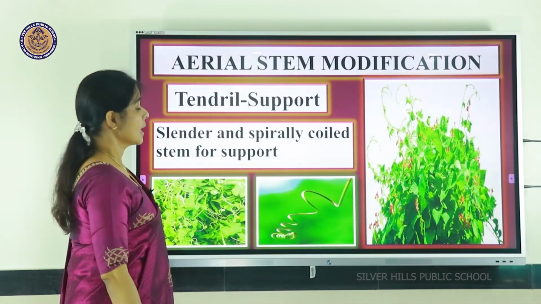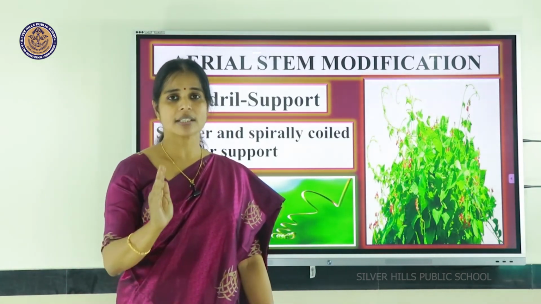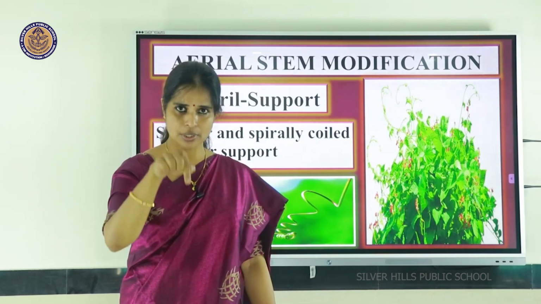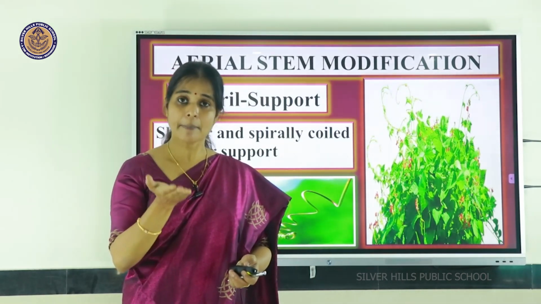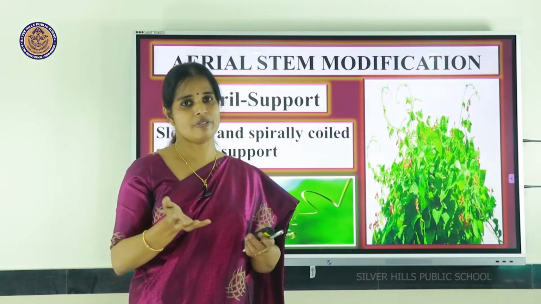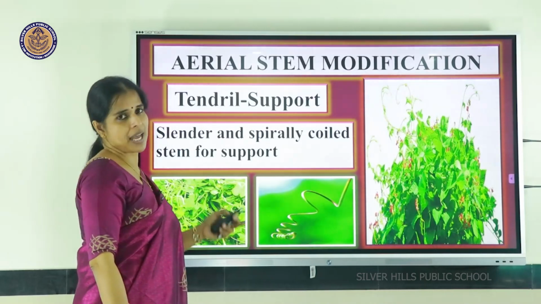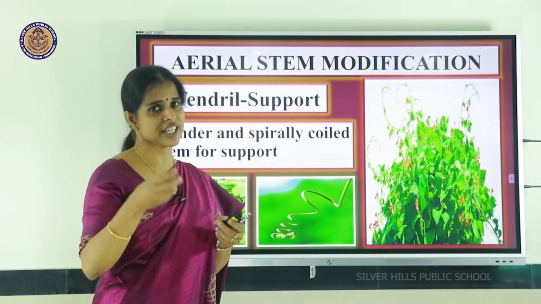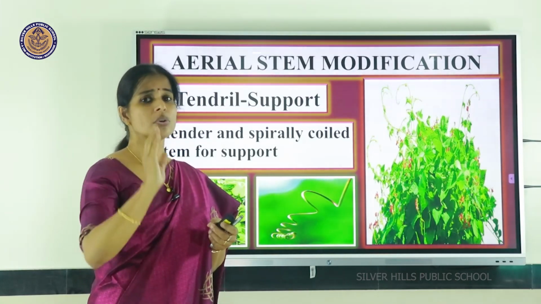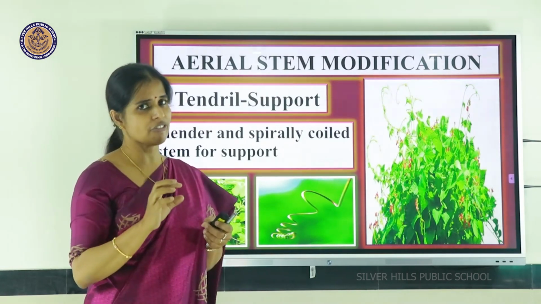Next, aerial, that is above the soil. Now, we have discussed the stem growing under the ground. The same way, how is the stem which is growing above the ground modified? When the stem is growing above the ground in weak plants, that is in climbers, creepers, etc., they have a very weak stem. So, it is not easy to stand erect, or an erect stem is not possible as its tissues are very flexible.